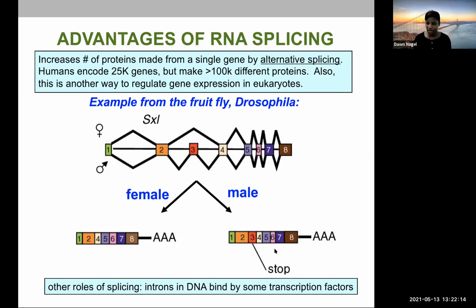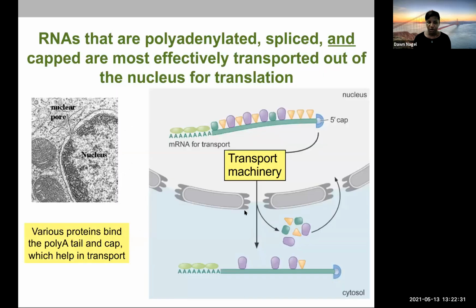So depending on the context, you have these alternatively spliced isoforms, and this allows you to create many different variations of proteins to regulate different biological processes in the cell. So RNAs that are polyadenylated, spliced, and capped properly, everything looks great. There's nothing to be worried about. Then it gets exported into the cytoplasm for translation.